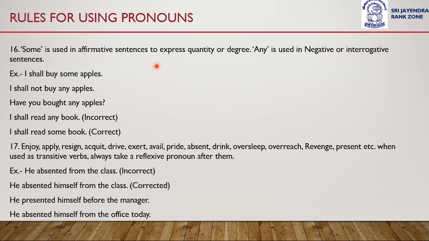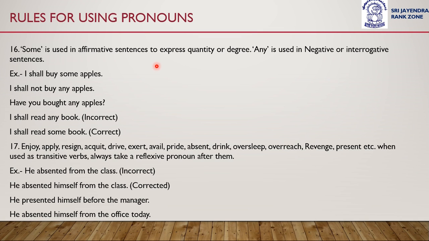Another example can be, have you bought any apples? We have used any here again because we don't know about them. I shall read any book. This is an incorrect statement because any cannot be used with the book. It is an affirmative sentence to express quantity and degree. Therefore, some will be used. I shall read some book.